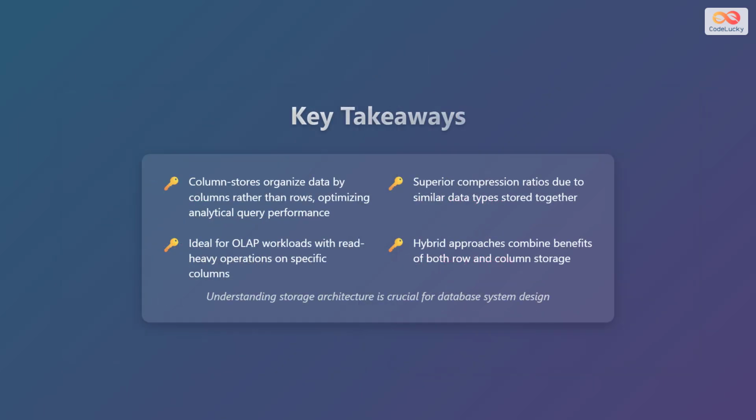Here are some of the key takeaways. Column stores organize data by columns rather than rows, optimizing analytical query performance. They offer superior compression ratios due to similar data types being stored together. They are ideal for online analytical processing workloads with read-heavy operations on specific columns, and hybrid approaches combine the benefits of both row and column storage. Understanding storage architecture is crucial for database system design.